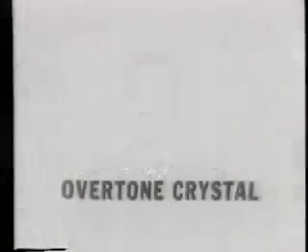Earlier in the lesson, we discussed the various crystal cuts and how each was different from the other. However, they do have one thing in common. That is, they can be made to oscillate at frequencies other than that frequency for which they were cut. Now, when a crystal is used in a circuit in this manner, it's referred to as an overtone crystal.